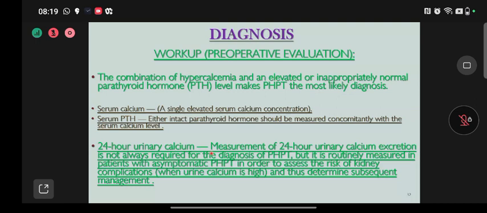24-hour urinary calcium: this is a measurement of 24-hour urinary calcium excretion that is not always required for the diagnosis of PHPT, but it is routinely measured in patients with asymptomatic PHPT in order to assess the risk of kidney complications when the urine calcium is high, and thus determine the subsequent management.